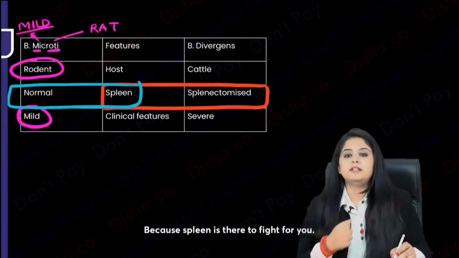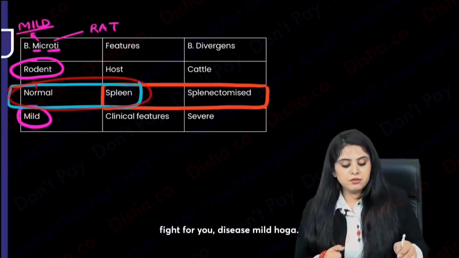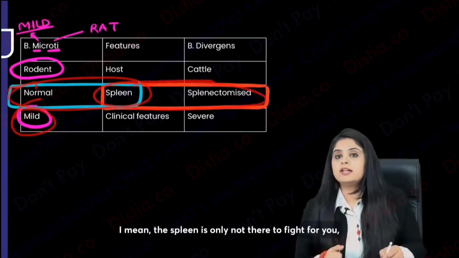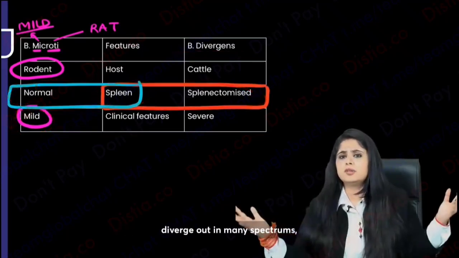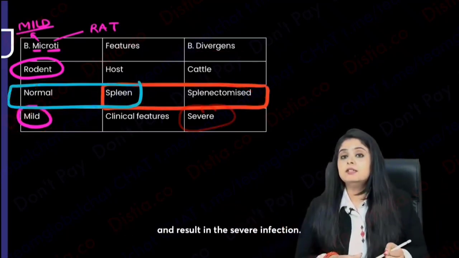Because spleen is there to fight for you. So if the spleen is there to fight for you, the disease will be mild. When the spleen is not there to fight for you, then the disease is going to diverge out in many spectrums and result in severe infection.